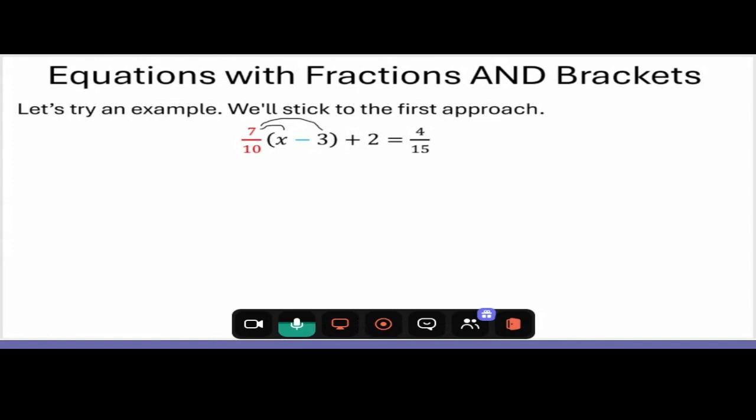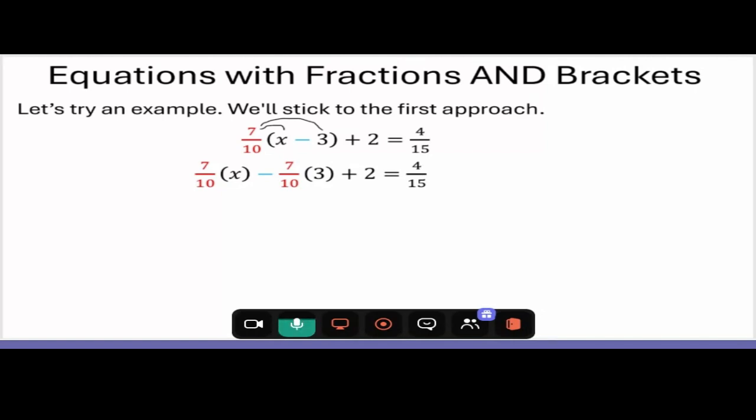So 7/10 times, so that blue minus sign is going to stay a minus sign, right? And the 7/10 is going to multiply by both of the things in the bracket. So there's that minus sign on either side of it. We put the 7/10 times x and the 7/10 times 3. That's how we expand that bracket. And the rest of the equation all just sits there while we do that and doesn't change.